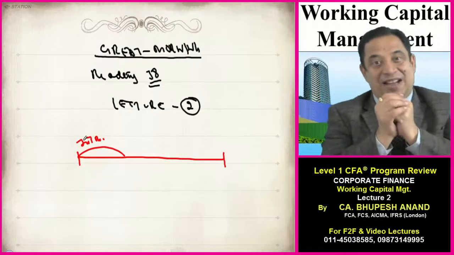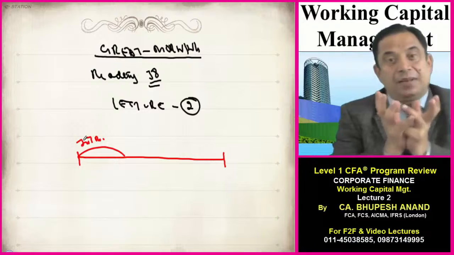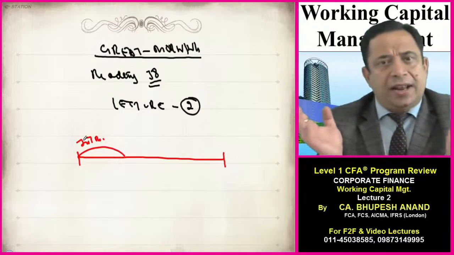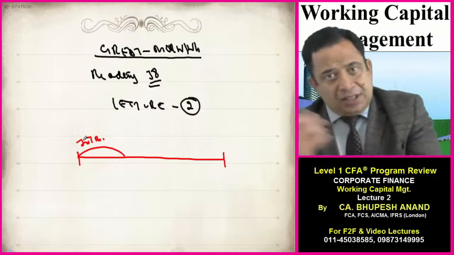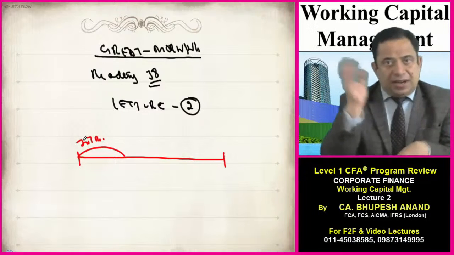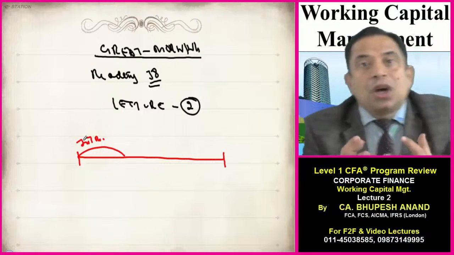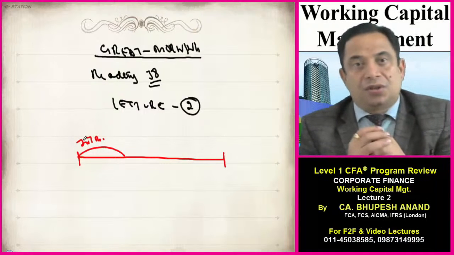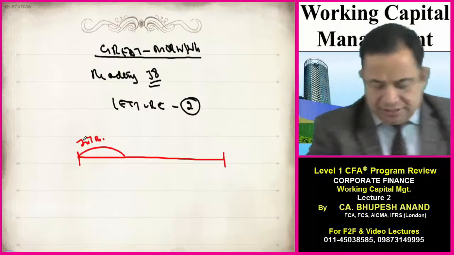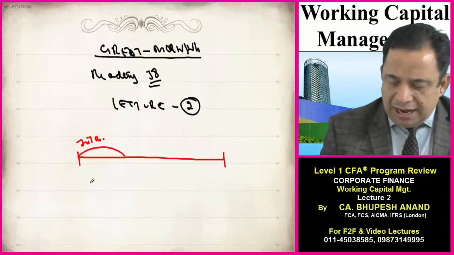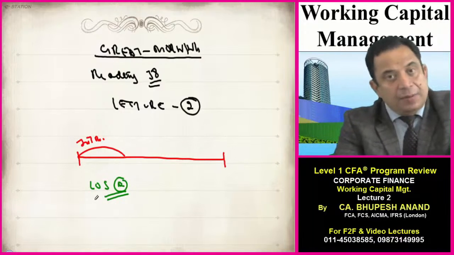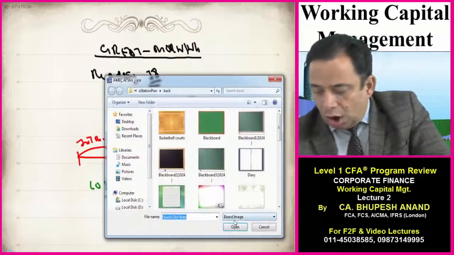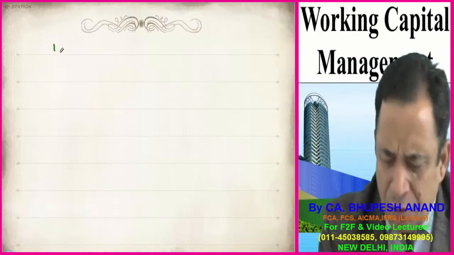I repeat. There can be different types of activities which an entity takes: operating activity, investing activity, financial activity, primary activity, secondary activities. So I am talking of primary activities. So my dear friends, in today's lecture number 2, I will be covering learning outcome A. And in that I will be telling you the sources of liquidity, or what is the meaning of liquidity.